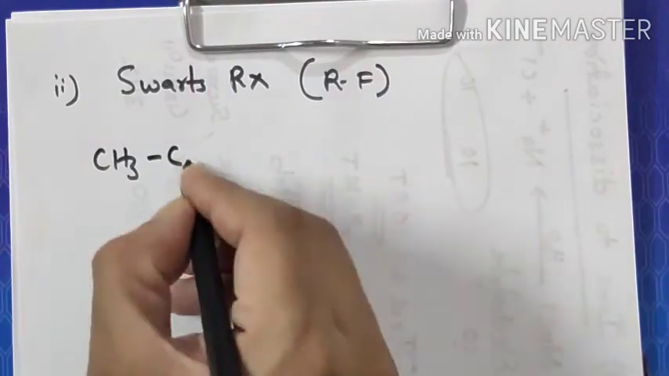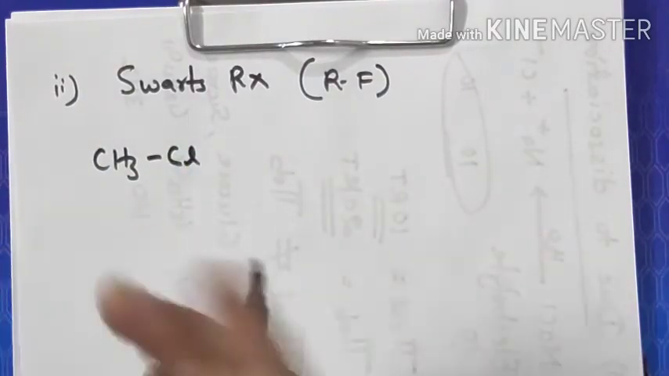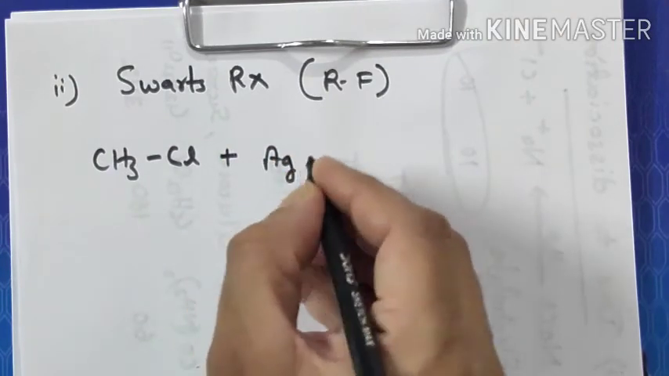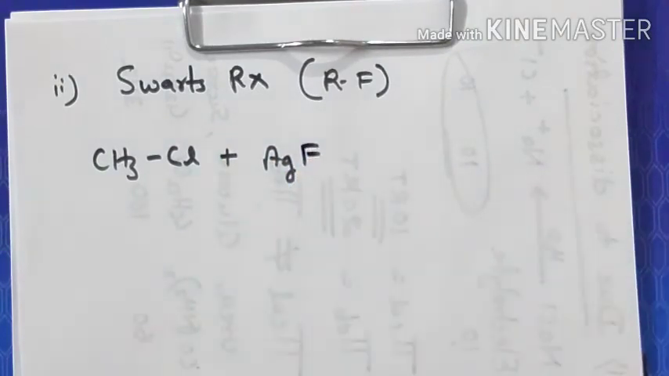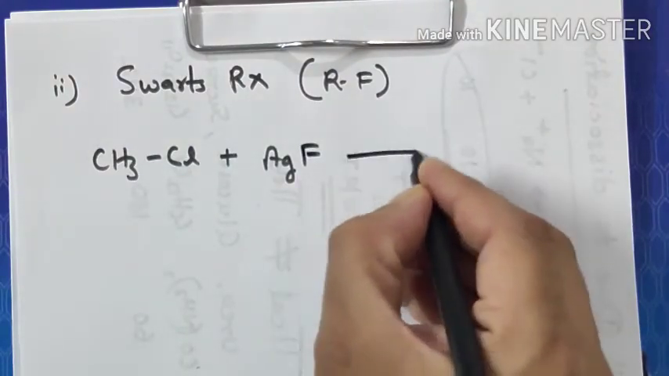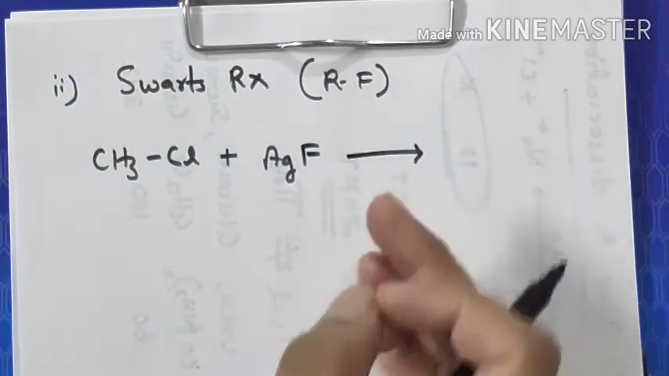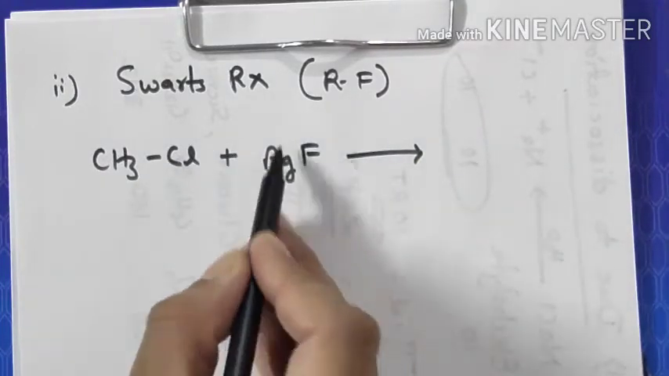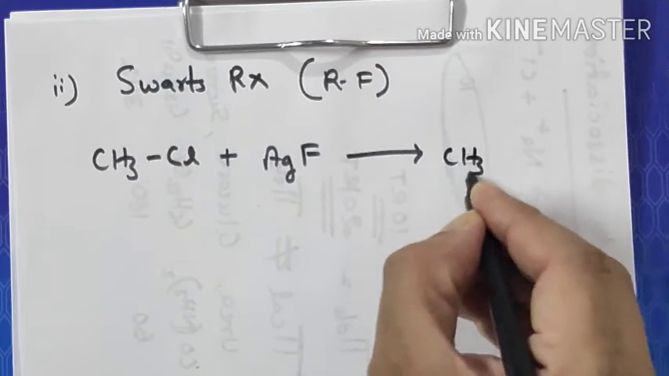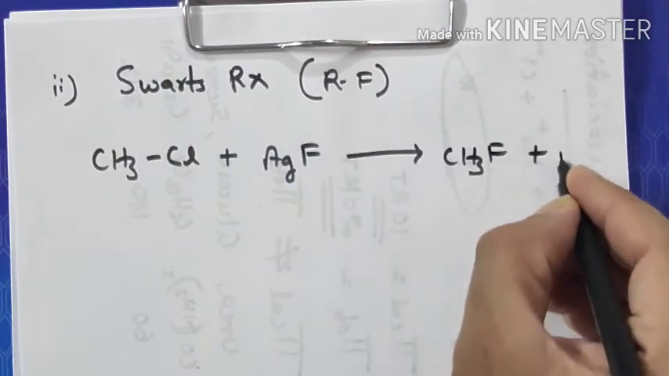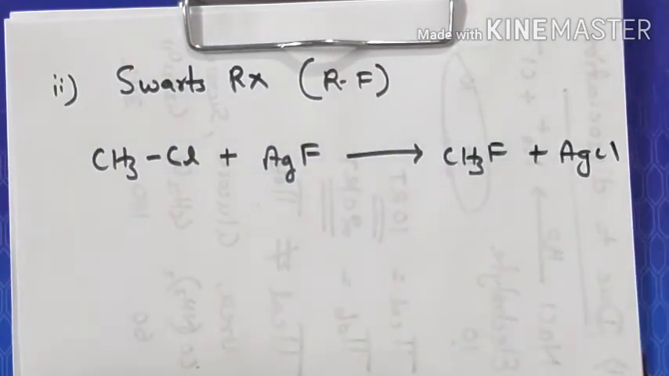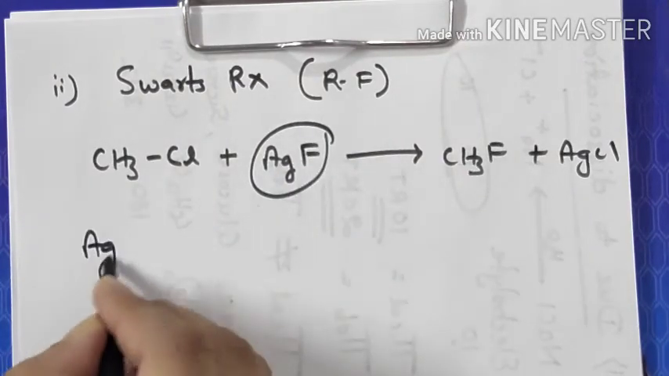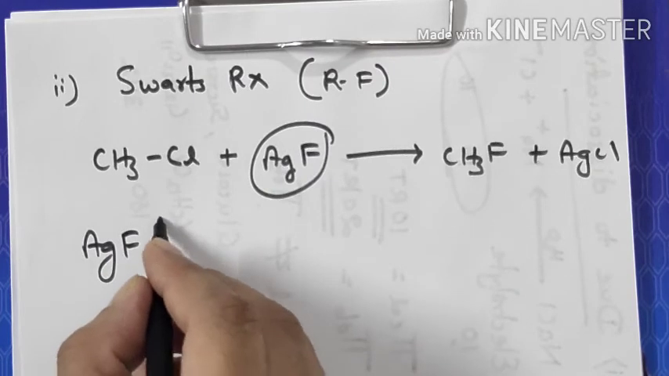CH3Cl, and I treat this with AgF, silver fluoride. If I treat this with AgF, it will happen like this. Chlorine will be replaced by fluorine and I will get CH3F plus AgCl. Right.